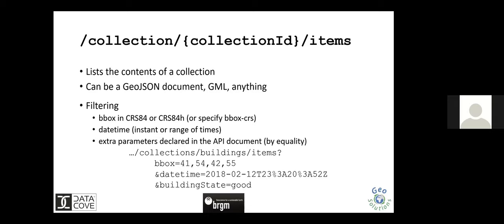And based on this content of items of the collection, you can then also do various filtering. So you can filter by bounding box, you can filter by temporal values, and you can filter by extra parameters defined in the API document. So here we're saying, give us all buildings which are within the bounding box, have a specific date, time, and the building state is good. So that's basic access of items.